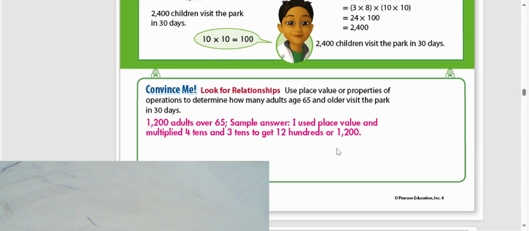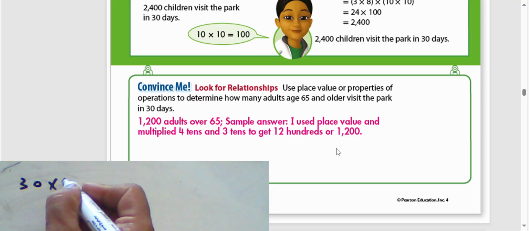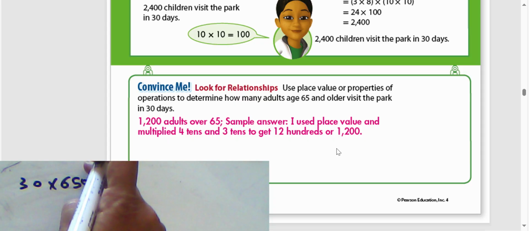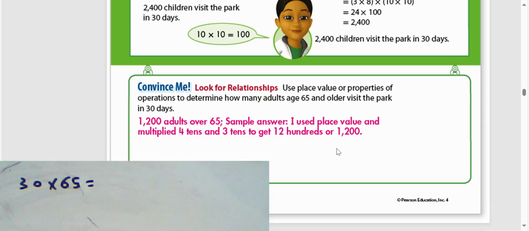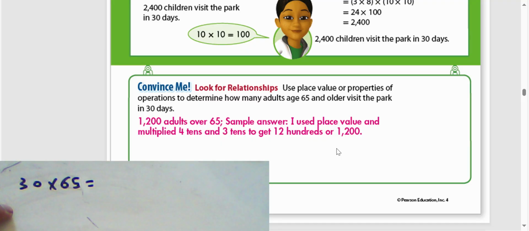This question is about 65 in 30 days. We can approximate this number, 30 multiplied by 65. Okay, for this number 30 and this number 65, we can find the nearest ten to 65. We can write the nearest number, 70. Then it is 30 times 60, or 30 times 70.